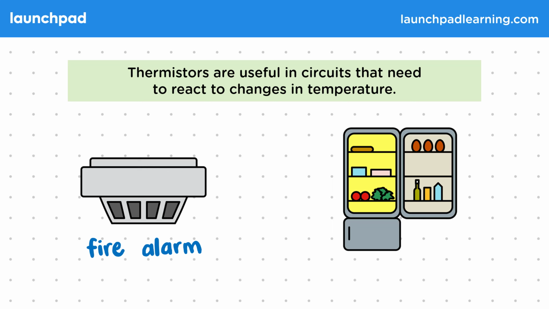Then fridges can also use thermistors to adjust their cooling power. If the inside is already cold, then the thermistor will increase its resistance so that there is less current in its circuitry. For your exams, you won't need to be able to recall these exact examples, but you could be asked to explain why thermistors could be used in given devices.